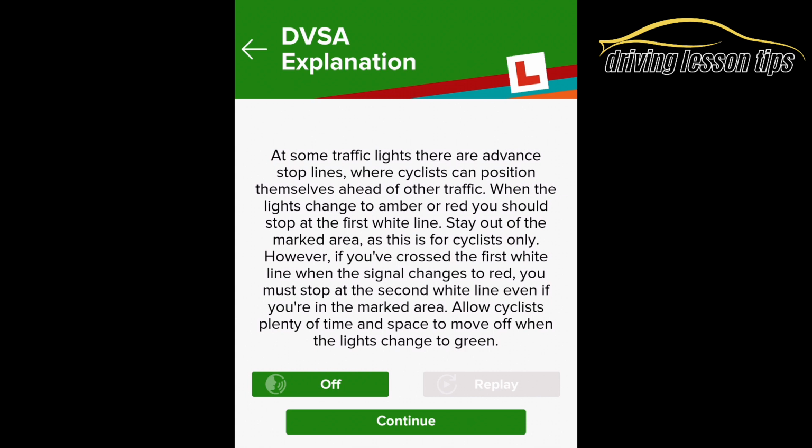Stay out of the marked area, as this is for cyclists only. However, if you've crossed the first line, when the signal changes to red, you must stop at the second white line, even if you're in the marked area. Allow cyclists plenty of time and space to move off when the lights change to green.